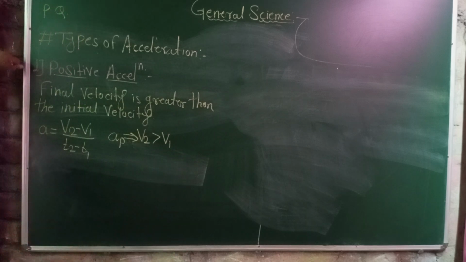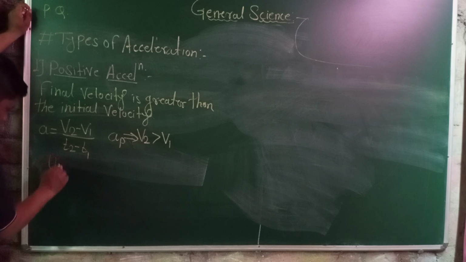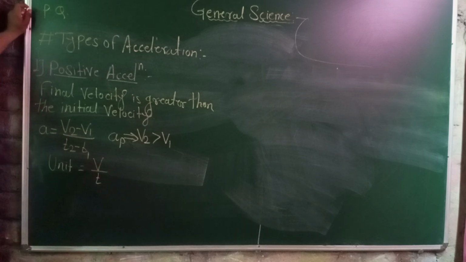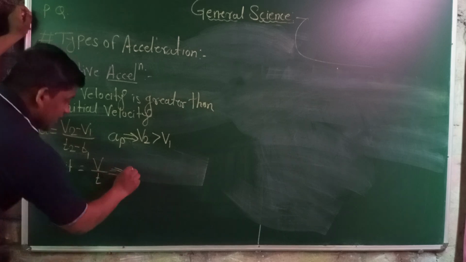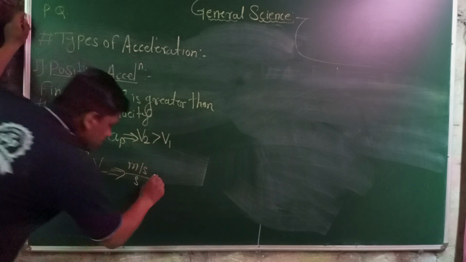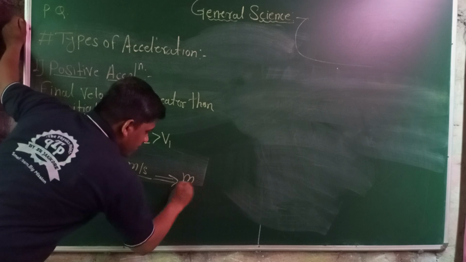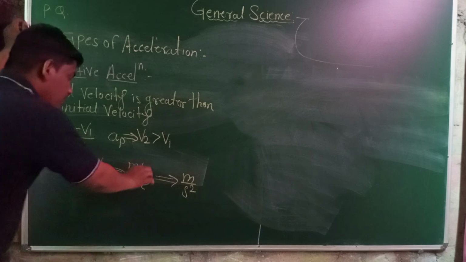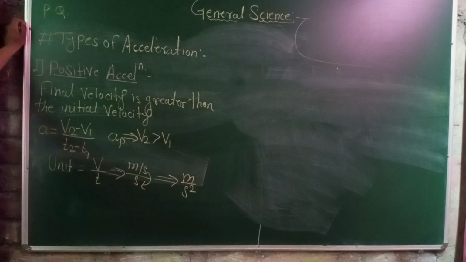What is the unit of acceleration? The unit is the unit of velocity upon time. The acceleration is the change in velocity with respect to time. The unit of velocity is meter per second, and the unit of time is second. Then the unit of acceleration is meter per second squared. The second goes to the denominator and multiplies with the other second. Then meter per second squared is the unit of acceleration.